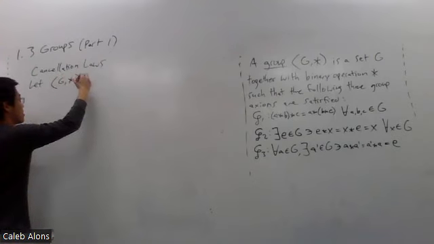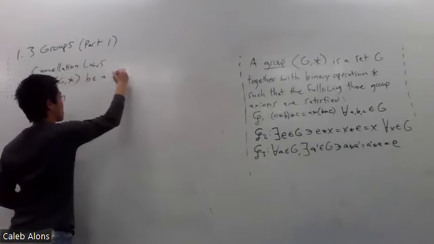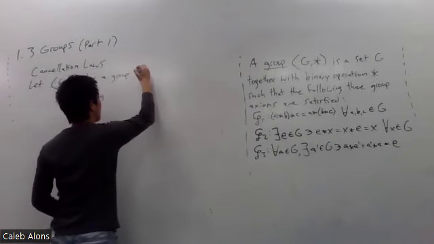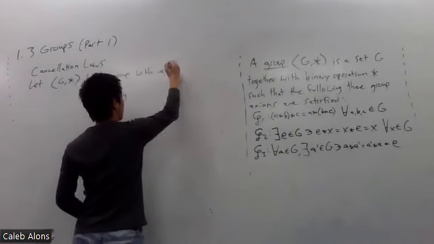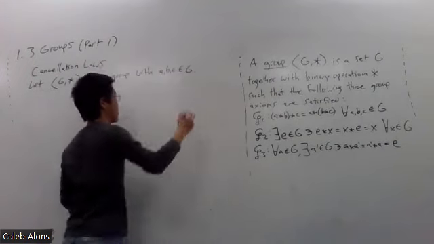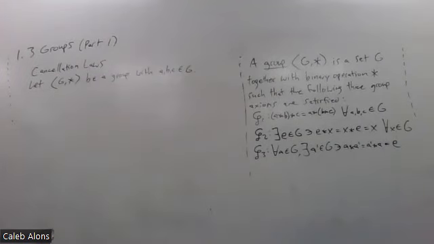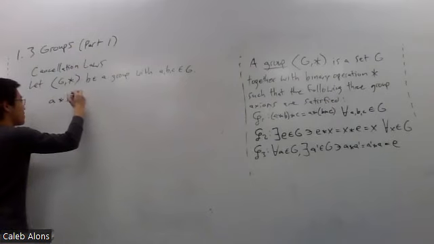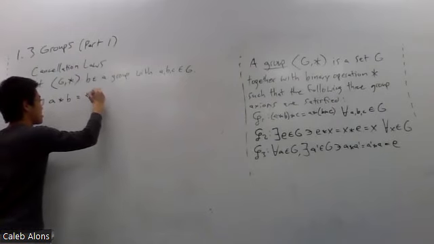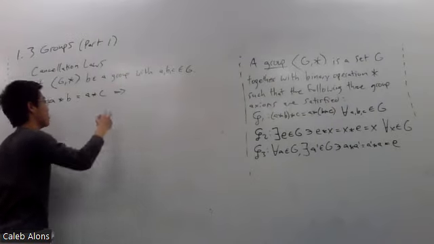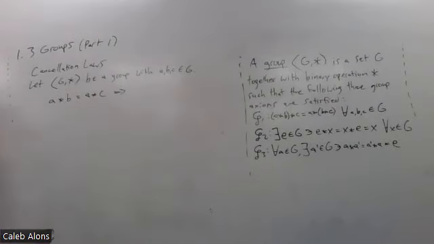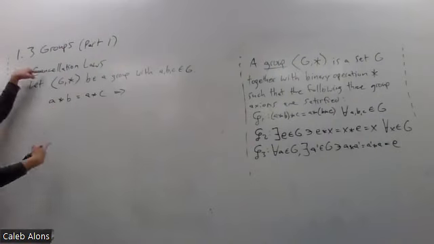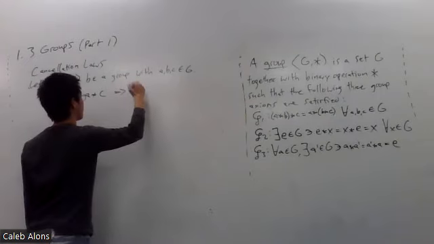Let G, star, be a group with A, B, C in G. Okay, so we've chosen some elements that we make sure are in the set. Now, the cancellation law is essentially saying that if I take A star B equals A star C, this implies what? What do you think? Yeah, B equals C. If you take the same thing, we're essentially canceling the same stuff.